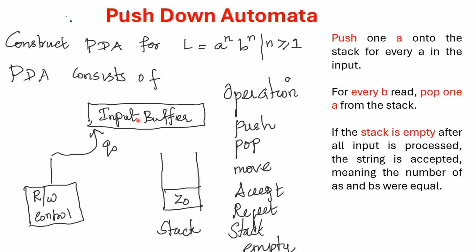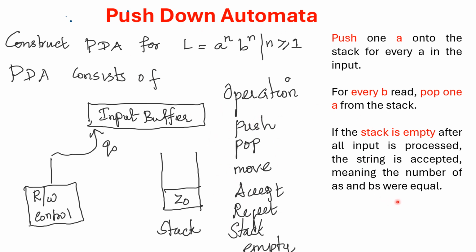The stack operates on the last in, first out concept, LIFO. We do two operations, push and pop. Generally in a PDA we use these operations. Push puts an element into the stack, and pop removes it from the stack as we move through the input buffer. Finally we can accept the string; if not, we reject it, and we can also make the stack empty. So these are the operations we generally do in a pushdown automaton.